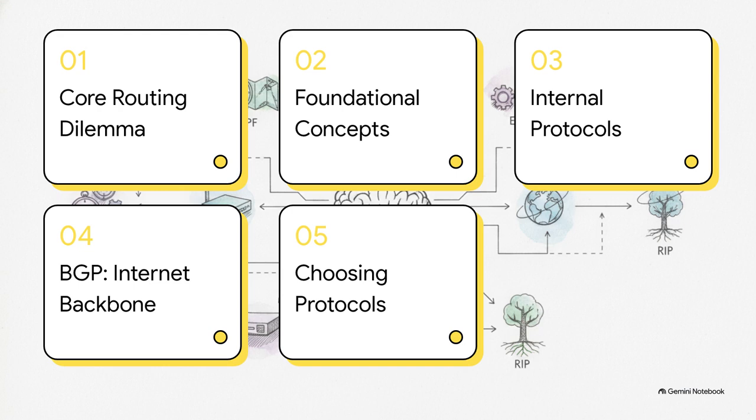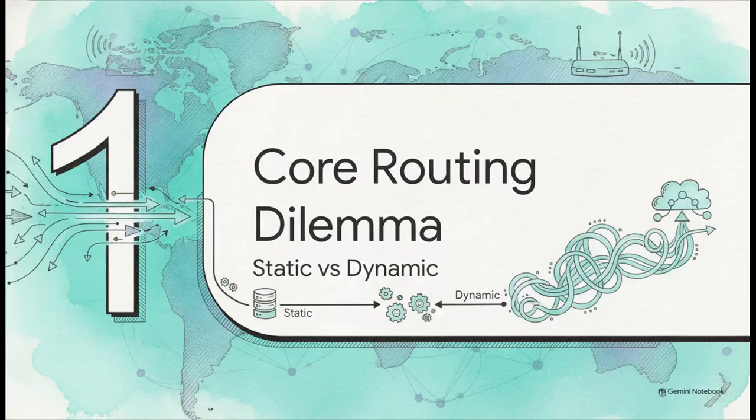Here's our roadmap for this explainer. We'll start with the core routing dilemma, define some foundational concepts, explore internal protocols, look at BGP for the internet backbone, and finally, discuss choosing the right protocols. Let's dive in. Section 1.